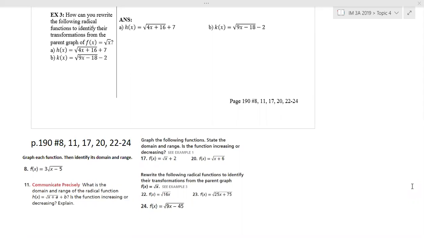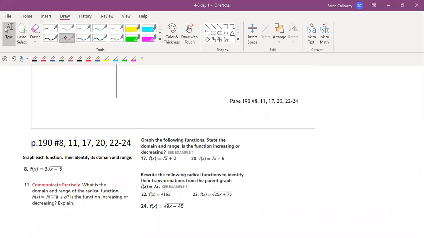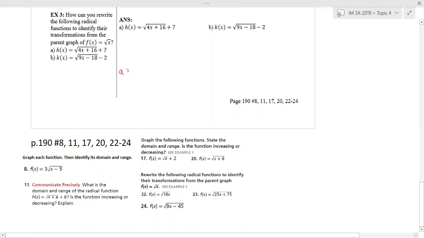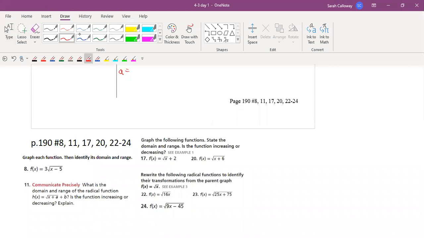In this problem, we are asked to rewrite the following radical functions to identify their transformations from the parent graph of f of x equals radical x. And so that means that we're looking for a transformational form which involves a, h, and k.